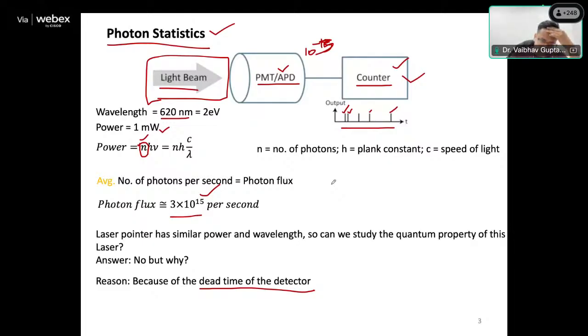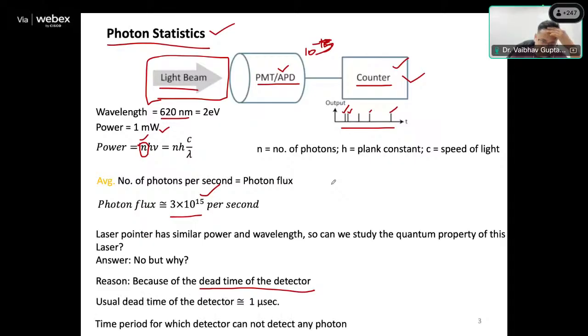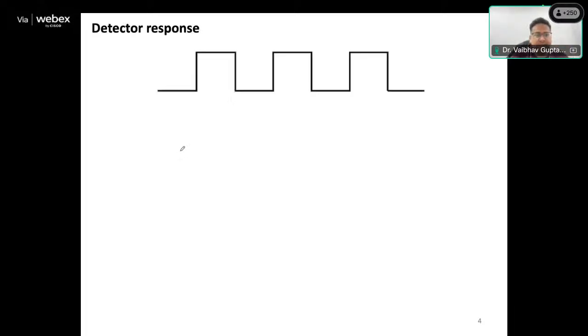What do I mean by the dead time of detector? So let me discuss the dead time of the detector. Usually this dead time for current detectors which are available is roughly in microseconds. So you have detectors which have dead time in microsecond. What do I mean by that? So let's say this is the response of a detector, right?